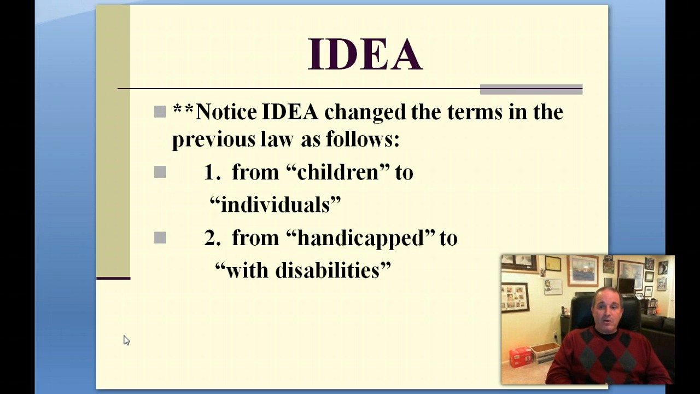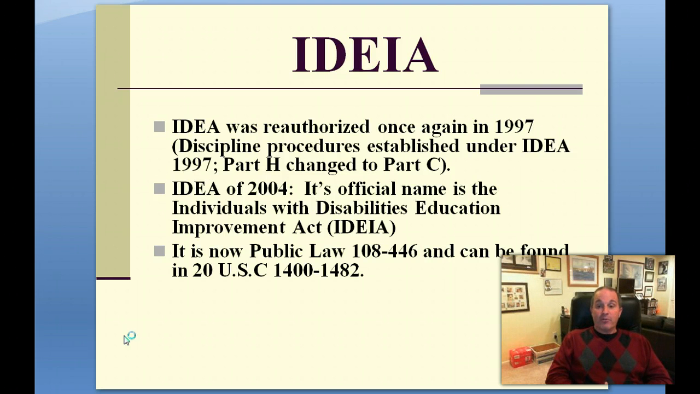Notice under IDEA, we changed the term from the previous law, from Education for All Children, to Individuals. So now we have the Individuals with Disabilities, and we changed Handicapped Act to With Disabilities. So now we had a law, the Individuals with Disabilities Education Act. IDEA was again reauthorized in 1997, and in that law, discipline procedures were established, and we changed Part H to Part C. And we reauthorized the law again in 2004, and the official name is the Individuals with Disabilities Education Improvement Act, or IDEIA.